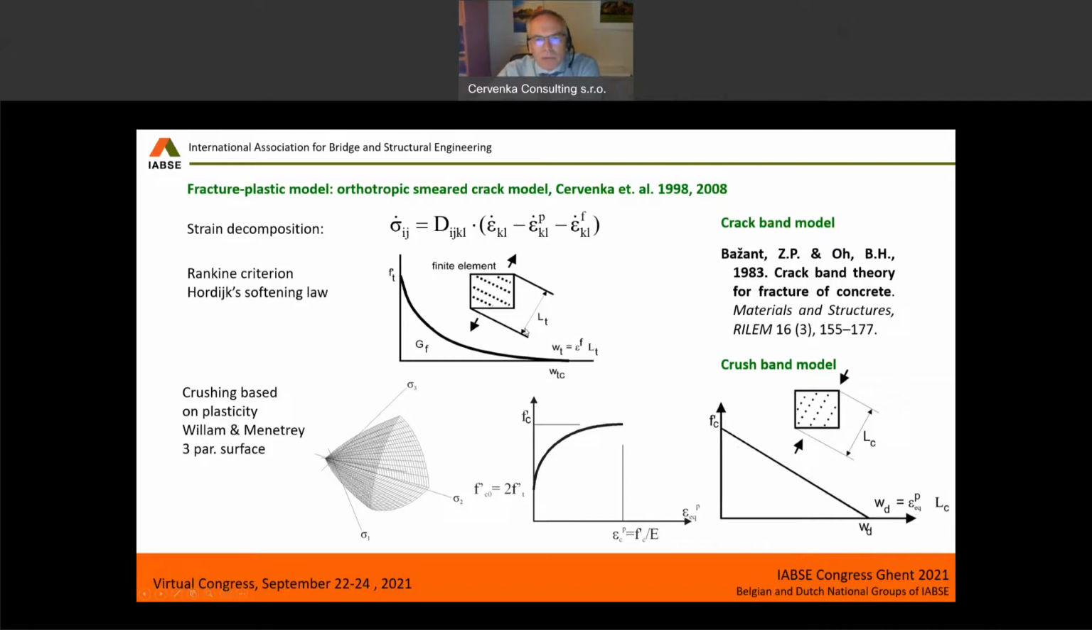That means we have a crack band size. In tension, this size is equal to the projection of the finite element size into the direction perpendicular to the cracks. In compression, it is the size of the element in the direction along the maximum compressive stress. So with this approach, we can capture the proper energy dissipation.